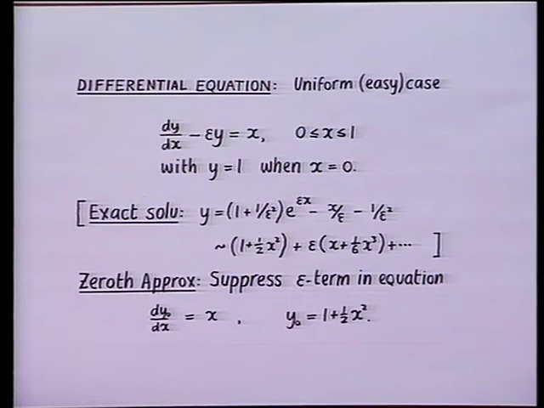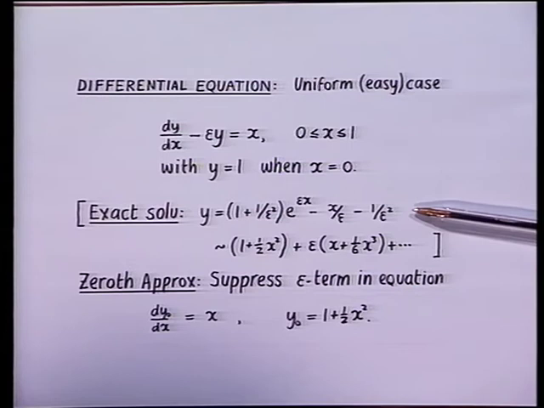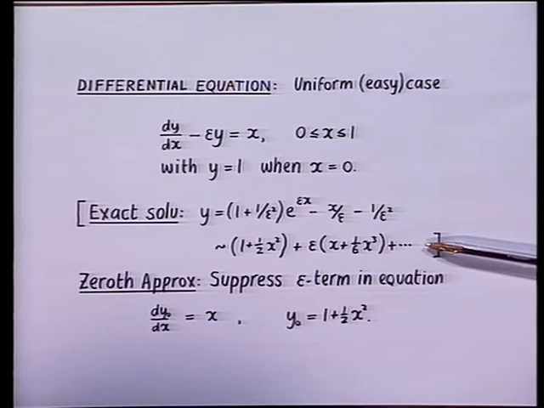The exact solution for this is, of course, easy to find, and I've written it down in square brackets here. There's the exact solution for any epsilon, small or large, and in particular, if we take epsilon to be small, it's got this approximate form. Suppose, though, we didn't know the answer. Suppose the answer were not in the back of the book, and we're asked to find more directly the approximate solution when epsilon is small.